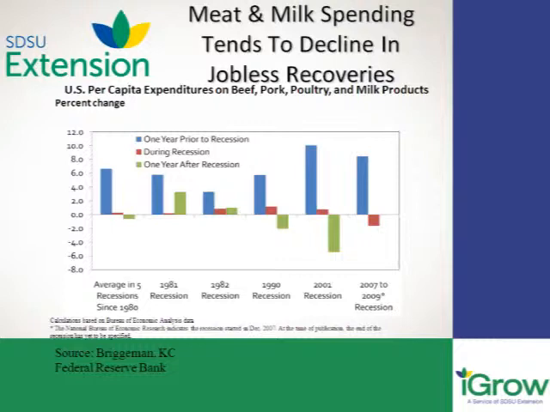This particular graph from the Federal Reserve Bank in Kansas City illustrates per capita expenditures on beef, pork, poultry, and milk products, essentially protein products, before, during, and after recessions. The blue bars are per capita expenditures on those protein items 1 year before a recession, which you notice are generally in the 6 to 10 percent change range, or in other words, they show increases in the years before recession. During recessions, they typically tend to be relatively short. After the percentage growth in expenditures, typically the expenditures on those items tend to decline in years following the recession. So there's actual data there to illustrate some of the points that I was just suggesting on the previous slide.